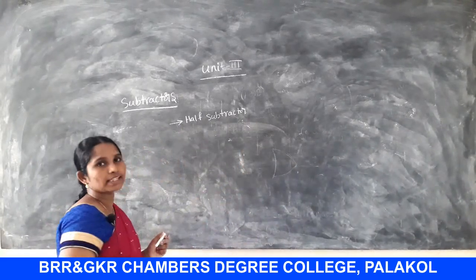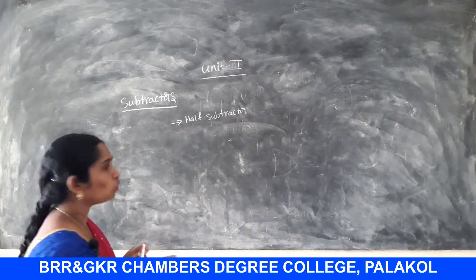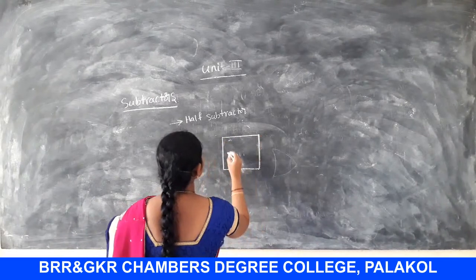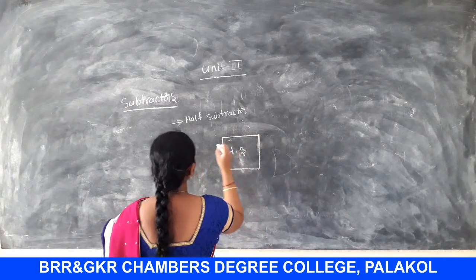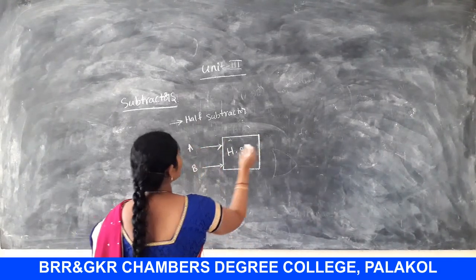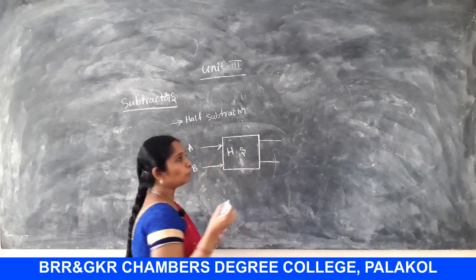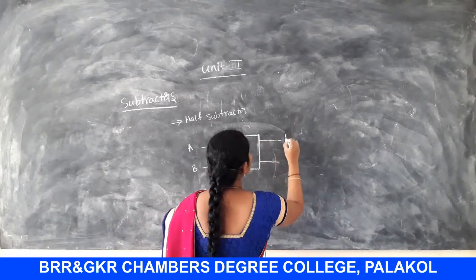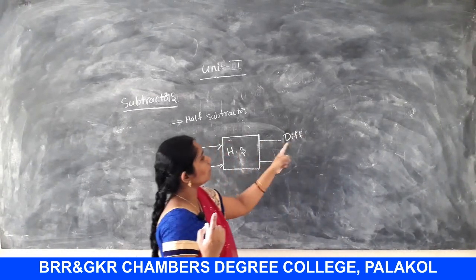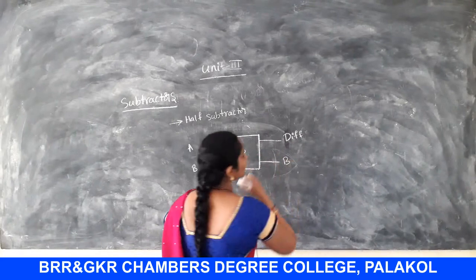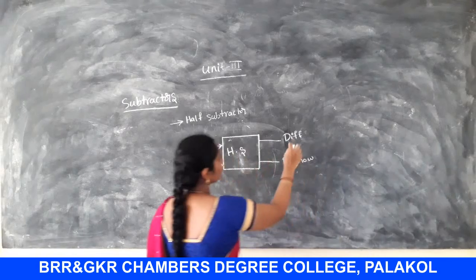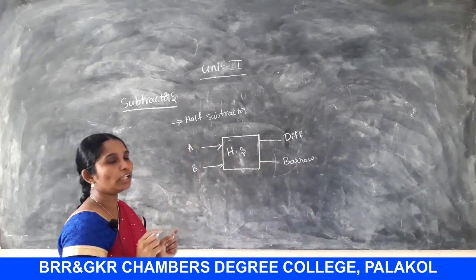So half subtractor is nothing but it will accept only two inputs. So the block diagram of the half subtractor is, so here this is half subtractor. So it has two inputs, that is A and B. So it will give two outputs. Those outputs are difference. So here why? Because it is subtracting. So that's why it produces the difference, and the other we will call as a borrow.